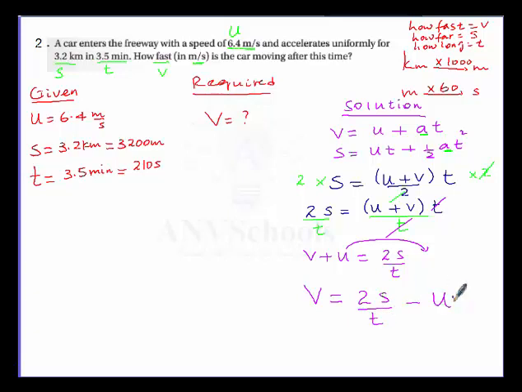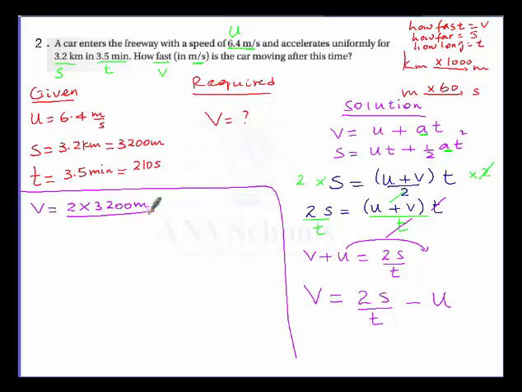Now I can find in this formula. Now it will be very simple to find the final velocity. V is equal to 2 multiplied by the distance traveled, which is 3,200 meters, divided by t. T is 210 seconds minus initial speed, which is equal to 6.4 meter per second.